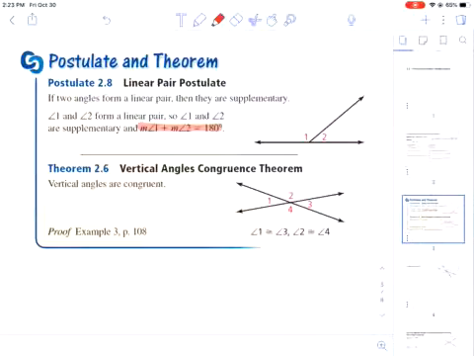An easy way to check if two things are linear pairs is if you can draw a half circle around them. So here, I can draw a half circle, so I know those are a linear pair.